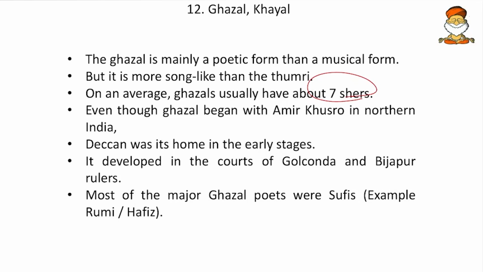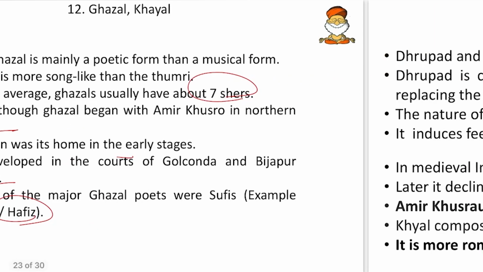Even though Ghazal began with Amir Khusro in North India, the Deccan was its home in the early stages. It developed in the courts of the Golconda and Bijapur rulers. Most of the major Ghazal poets were Sufi saints, and some examples were Rumi and Hafiz. So this is about Ghazal.